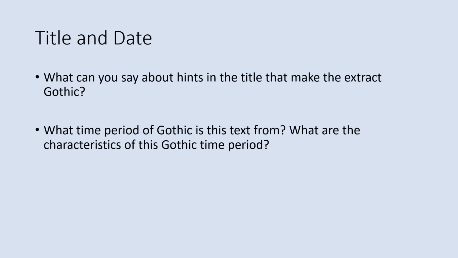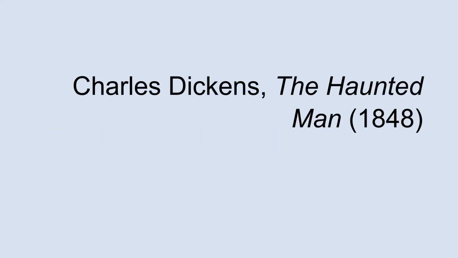Okay, my advice is start broad and then narrow and become more focused on specific details as you go on. So start with the title and date and see what this holds in terms of what makes the Gothic extract Gothic, and consider the date of the extract as well. So this is Charles Dickens, The Haunted Man. Let's start with the date, 1848.